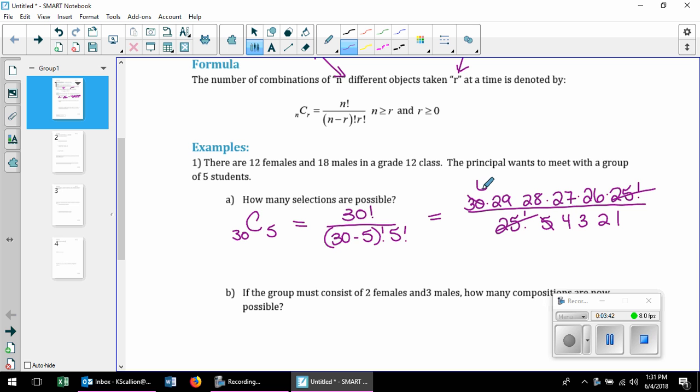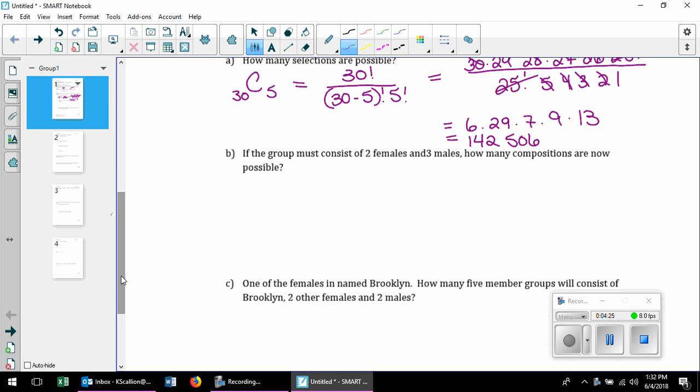5 goes into 30 6 times. 4 goes into 28 7 times. 3 goes into 27 9 times. 2 goes into 26 13 times. So I get rid of all my denominators. So I'm going to multiply 6 by 29 by 7 by 9 by 13. I'm going to get 142,506. All right. So now we place some restrictions on it.